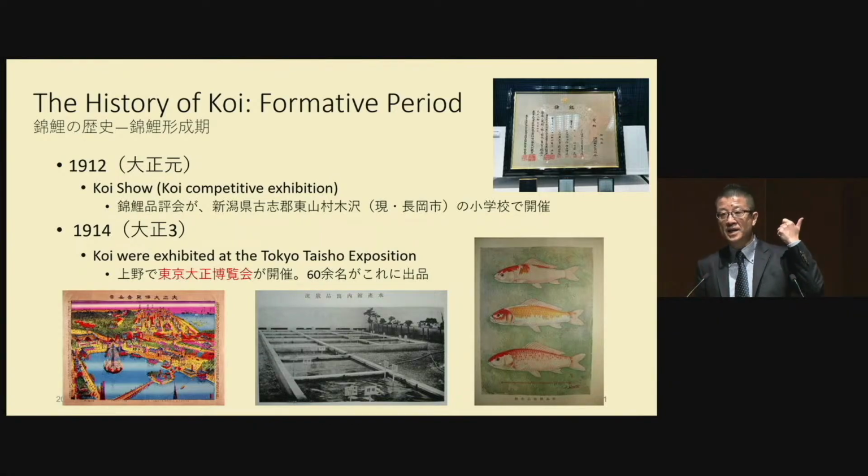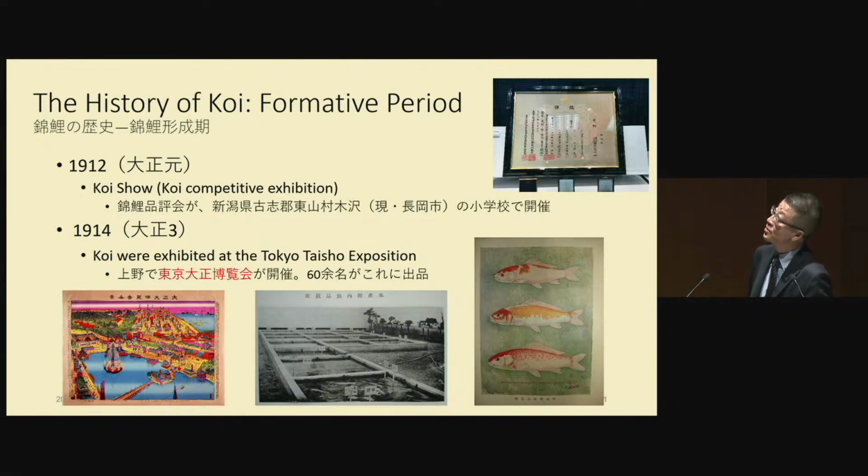But in the Taisho era, they have a formative period, an incubation period, and also a globalization period. They have four periods of development of Nishikigoi. And from 1910 to 1920 is a formative period for Nishikigoi. In 1912, koi shows, even though they were small, started to have competitive exhibitions. And in 1914, koi were exhibited at the Tokyo Taisho Exposition. So Nishikigoi started to be in the shows in Ueno, Tokyo. And this is a silver award.